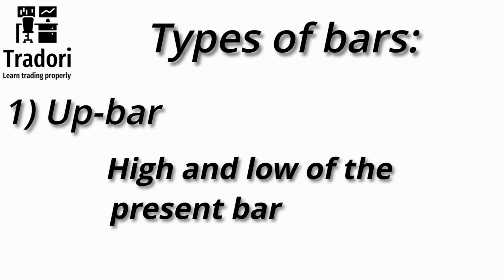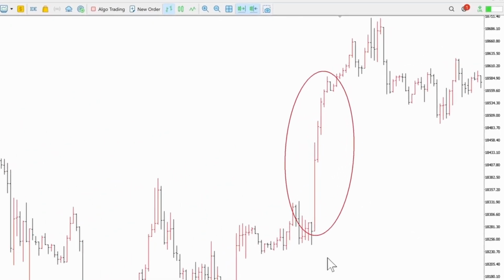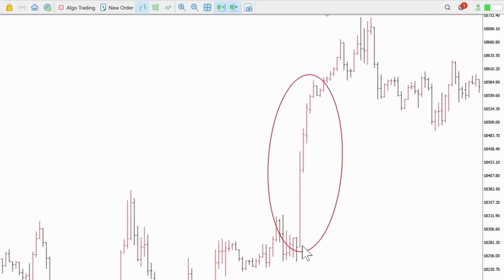Up bar. If the high and low of the present bar is higher than the previous bar, it is known as up bar. Here is how it looks on the chart. As you can see, quite a few following bars have higher highs and lows than previous bars.